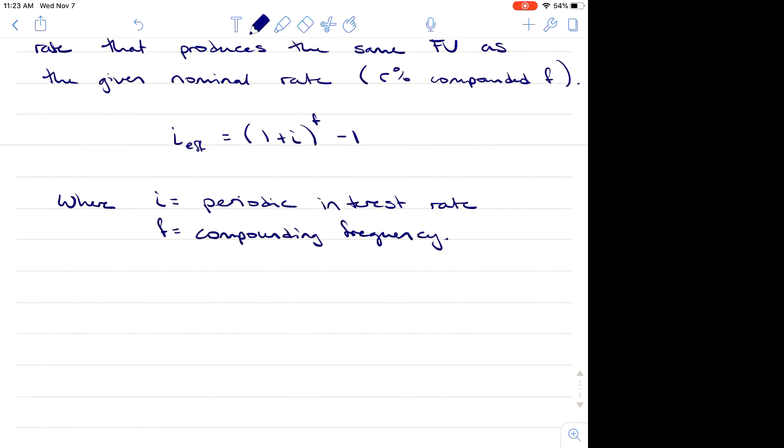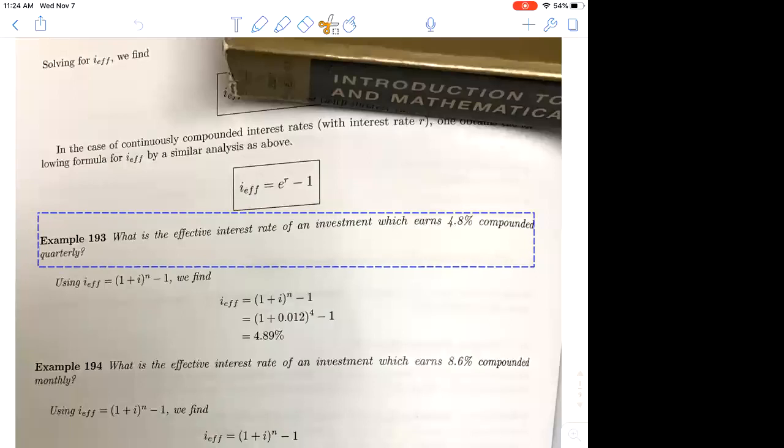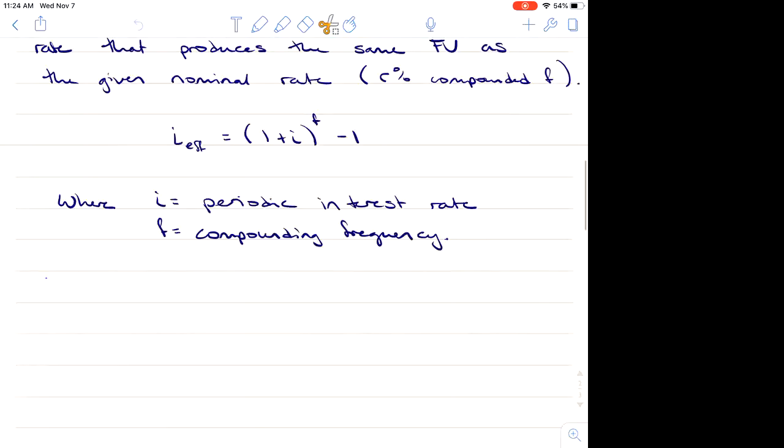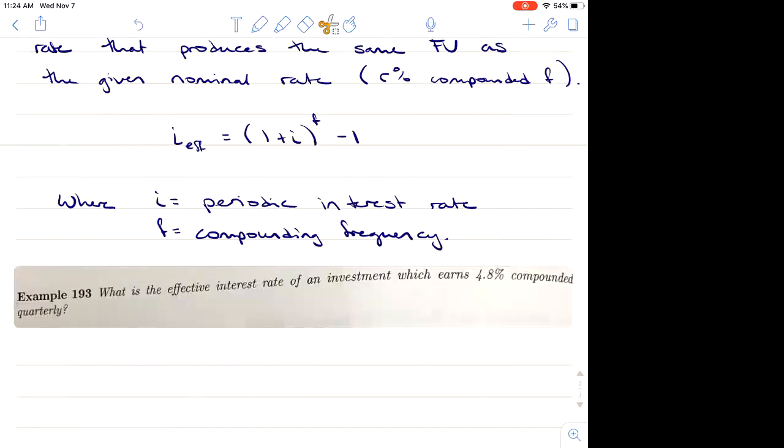So I'll steal an example here, quick little example, just to get the ball rolling. What is the effective interest rate of an investment which earns 4.8% compounded quarterly?